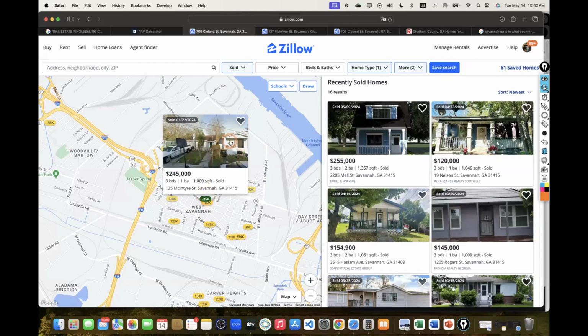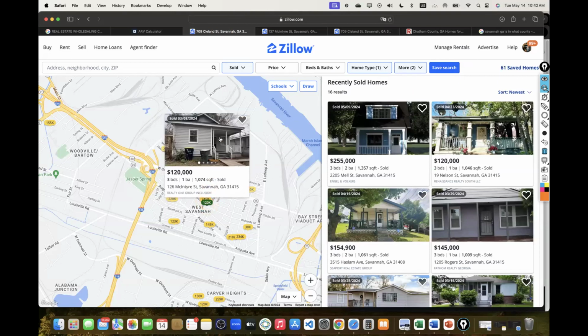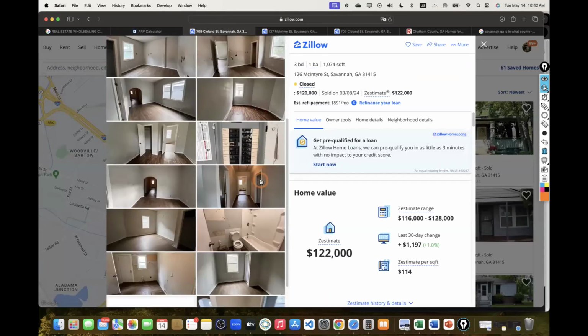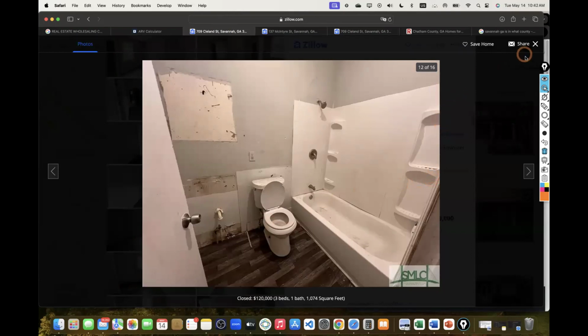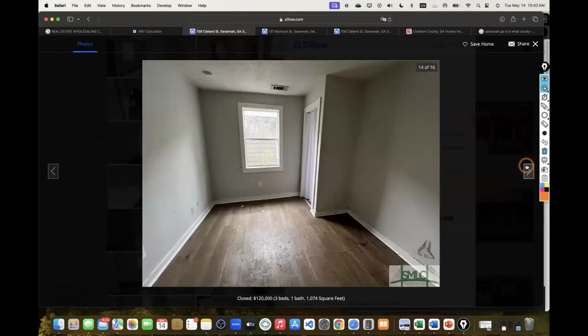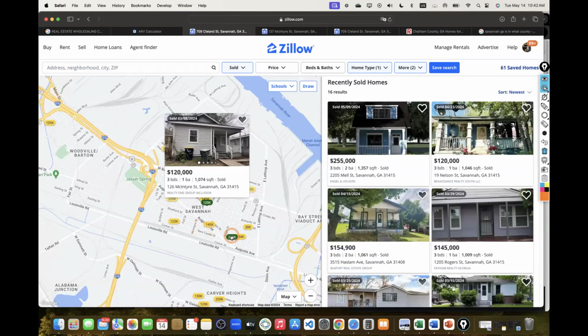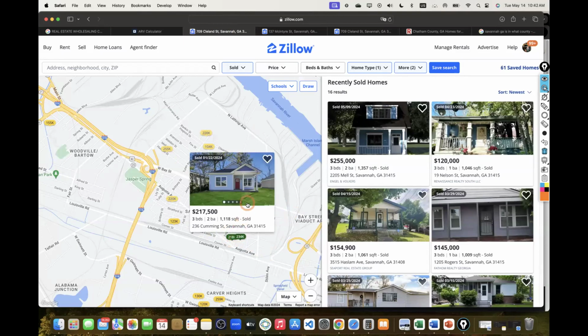This sold in January. Doesn't look like it has a lot of pictures. This sold in March for 120. Again, this looks like a rental property. Okay, looks like the tenants might have done something and it definitely needs some work. But again, too small of a property. So all these homes are really on the 1100.